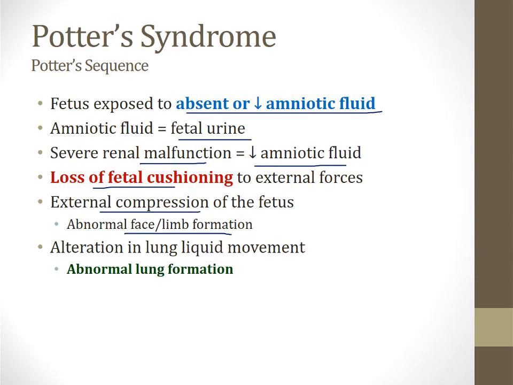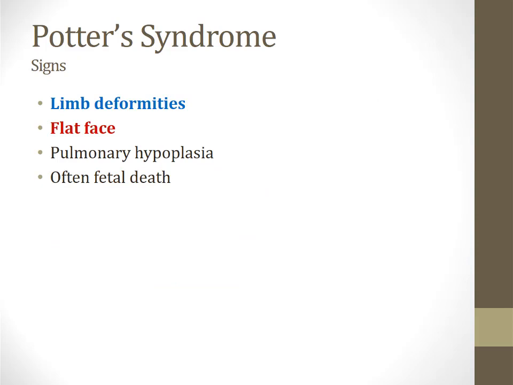Another problem that happens is that you don't have the normal liquid environment in the lungs while they are developing, and for this reason the lungs usually don't form properly, and that can lead to severe respiratory problems at birth if the child survives. In many cases, Potter syndrome is fatal and the baby does not survive to birth. So here's a summary of the things you can see in a baby with Potter syndrome. Limb deformities, a flat face, pulmonary hypoplasia, which is poor development of the lungs, and as I said before, this often leads to fetal death.